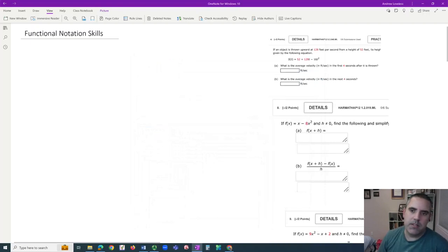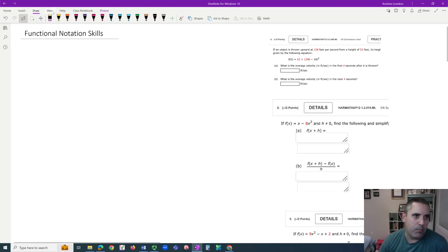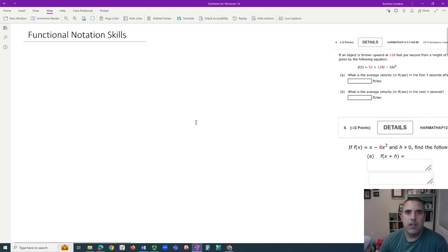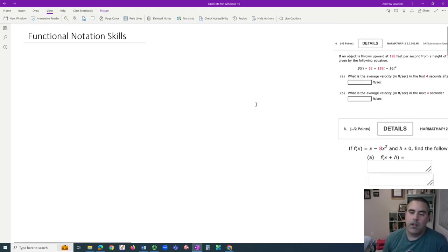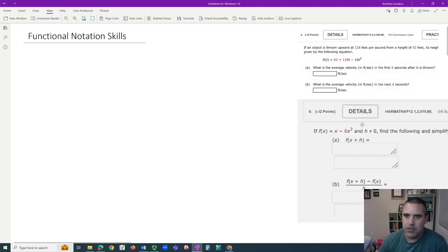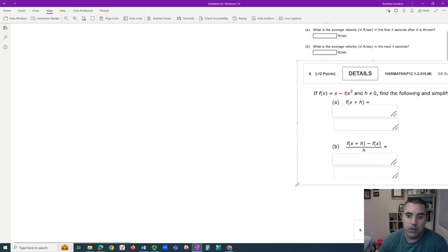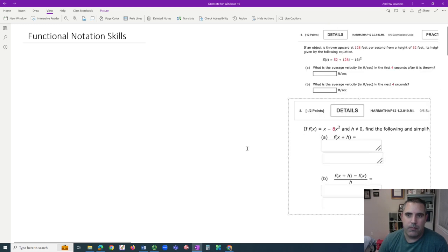Hello there, math fans. This is going to be a supplement for my Math 112 business math students primarily, but might be helpful to other students about functional notation. The first homework set has quite a bit of functional notation because it's a course getting us ready to do a little bit of calculus, and I find that a lot of students struggle with that.